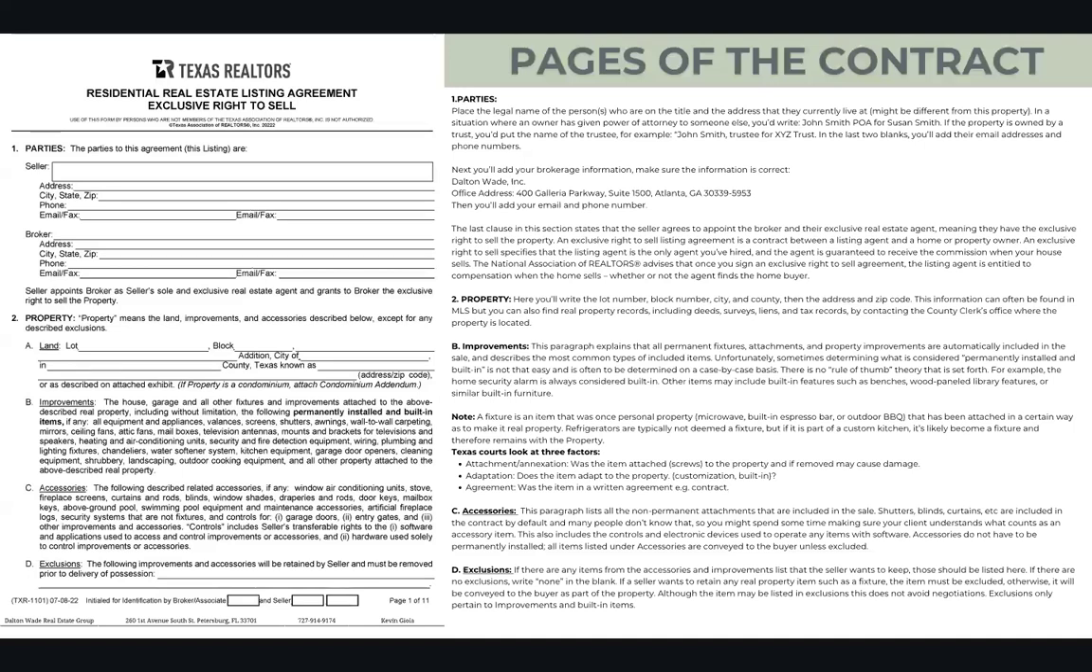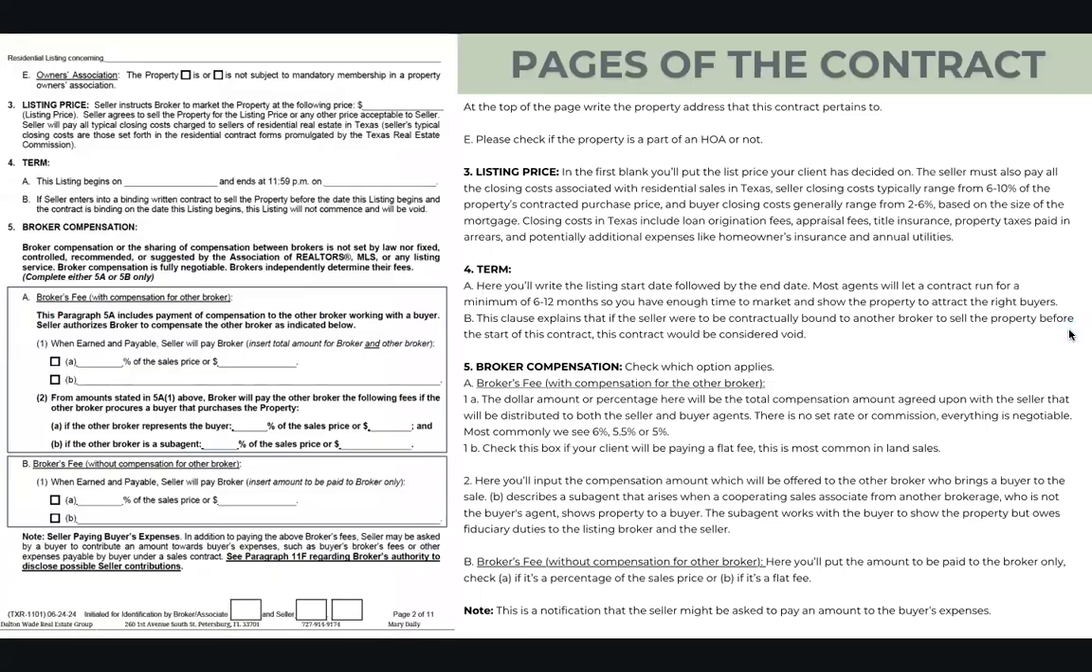If a seller wants to retain any real property items, such as a fixture, the item must be excluded. Otherwise, it will be conveyed to the buyer as part of the property. And number 3 is the listing price. Oh, and E, at the very top of the page, you'll check if the property is or is not a part of an HOA.